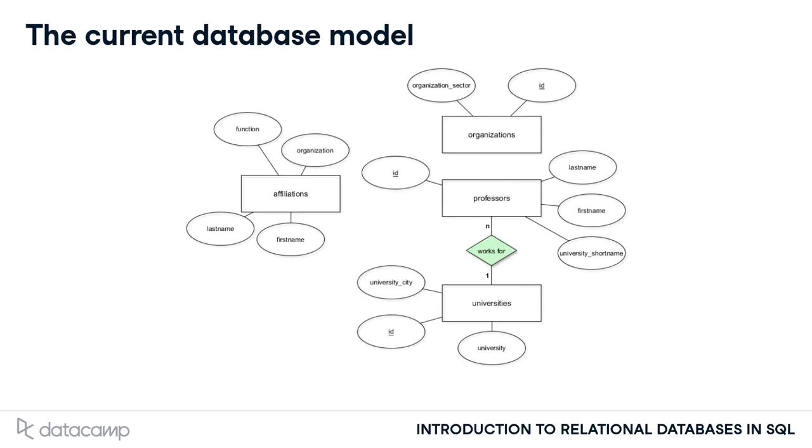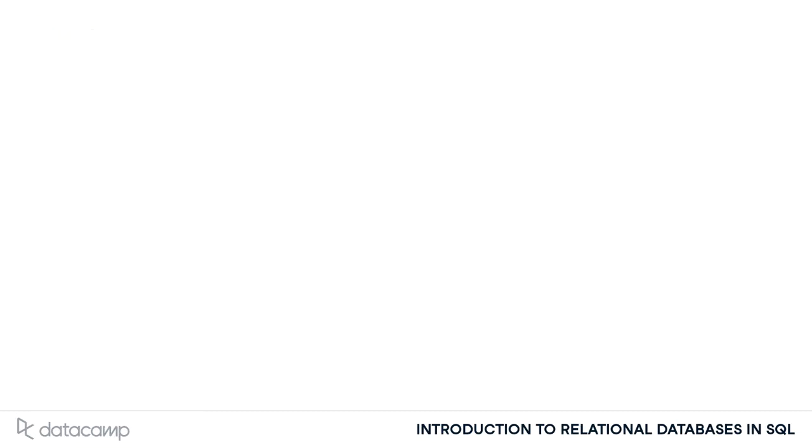Now, what about affiliations? We know that a professor can have more than one affiliation with organizations, for instance, as a chairman of a bank and as a president of a golf club. On the other hand, organizations can also have more than one professor connected to them. Let's look at the entity relationship diagram that models this.